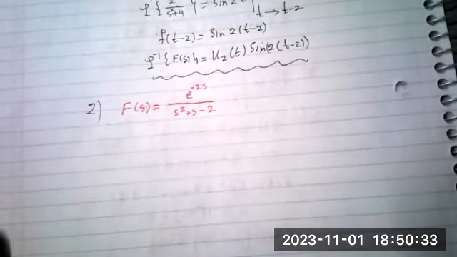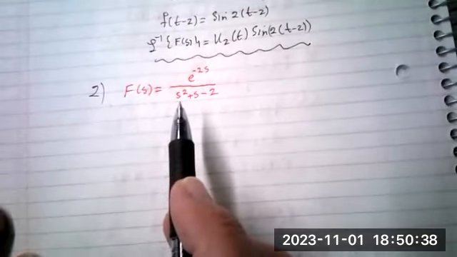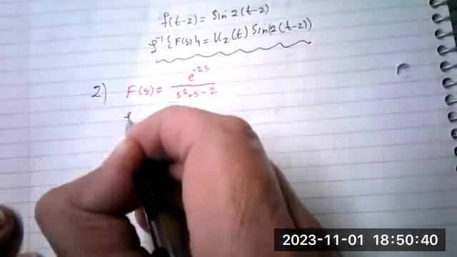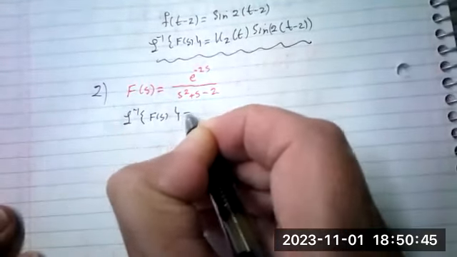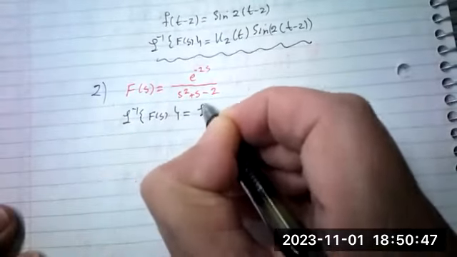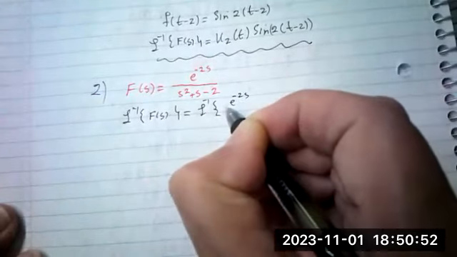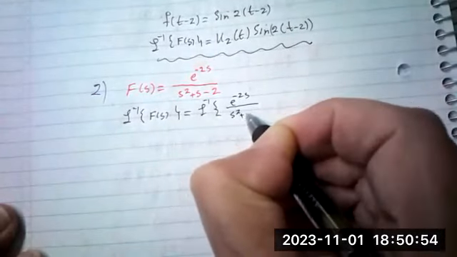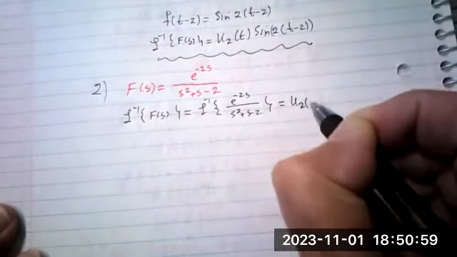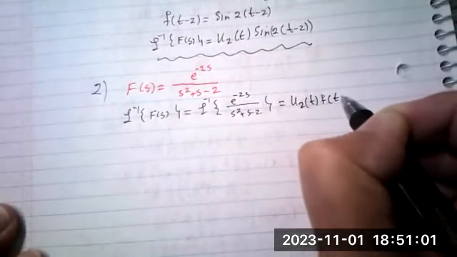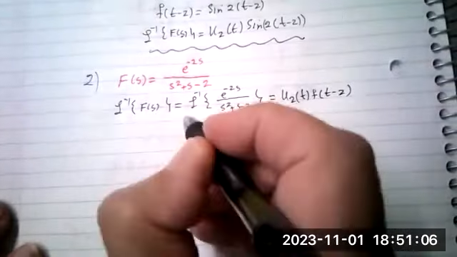Are you going to use partial fraction decomposition? Of course. Okay, very good. So let's write it down. The Laplace inverse of F(s) is going to be equal to what? I'll just repeat the formula first: e to the negative 2s over s squared plus s minus 2. Remind yourself that you are going to have u2t times f of t minus 2. So your job is to find f of t.